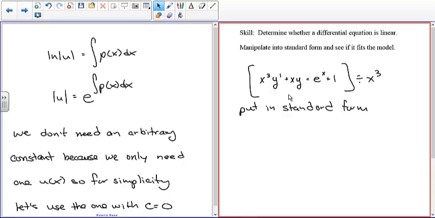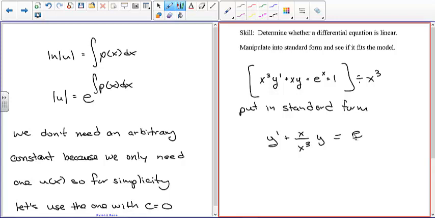So here's our initial differential equation. x cubed y prime plus xy is equal to e to the x plus 1. The first thing you have to do is put it in standard form. Standard form has y prime by itself. So we're going to divide every term by x cubed. If you do that, you'll get y prime plus x divided by x cubed times y is equal to e to the... well, actually, what we're doing here says determine whether the differential equation is linear, manipulated into standard form. So let's skip that one, to be honest. We'll come back to it.